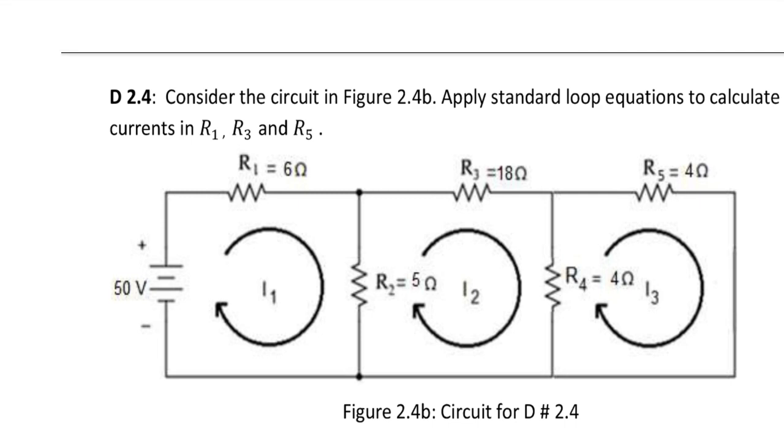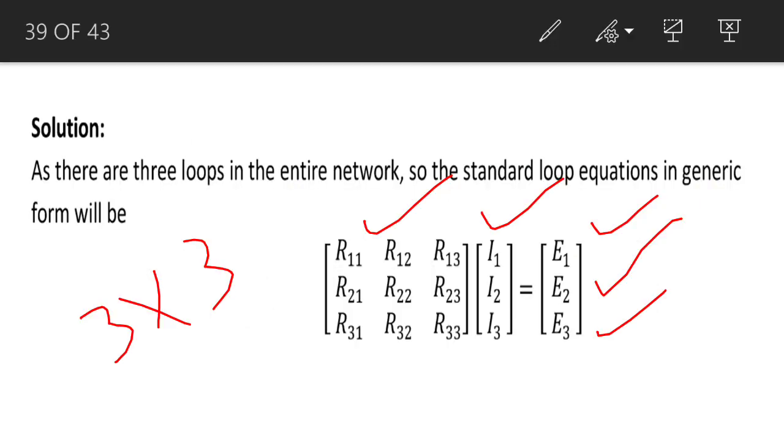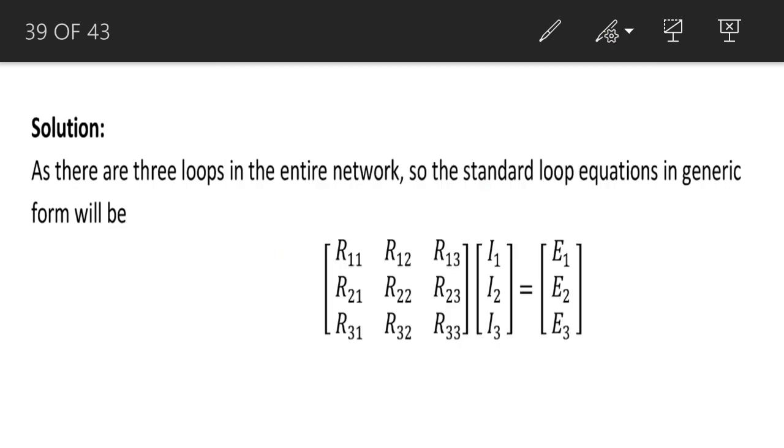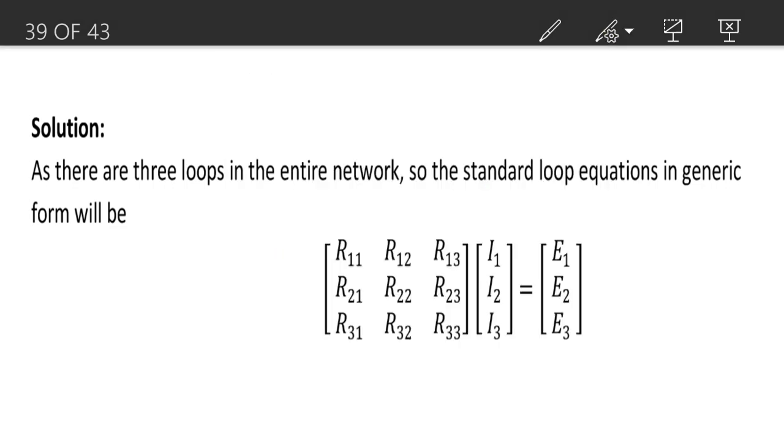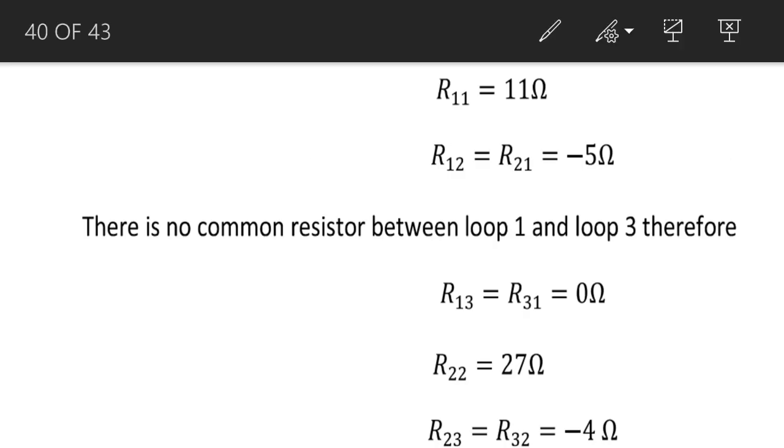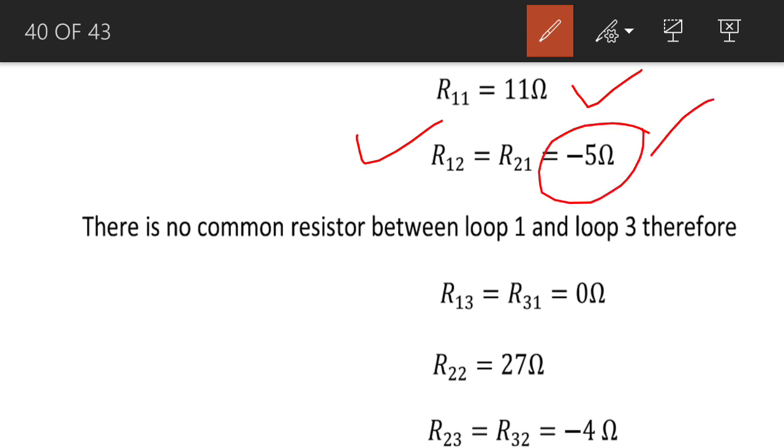Let us go ahead and talk about the elements of the R matrix for the given circuit diagram. We consider R11. You see, R11 is the total self-resistance of loop number 1. We have already calculated this R11, that is 11 ohm. R12 is the resistance of the resistor that belongs to loop number 1 as well as loop number 2. And you see this resistor of 5 ohm belongs to loop number 1 as well as loop number 2. There is a minus sign with this resistor. Why?